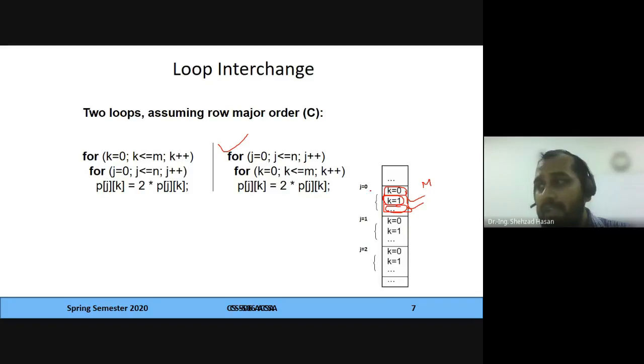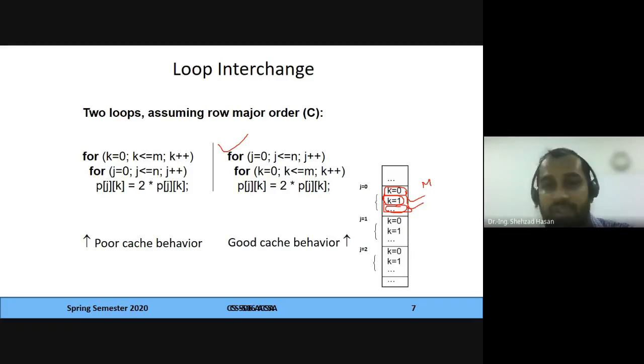But here, this is obviously going to give us good cache behavior because we are using all those elements which are in the cache first before they are replaced, and when they are replaced, you don't really need them again. So this is an example of loop interchange. This is an example showing that simple loop interchange affects the average access time a lot.